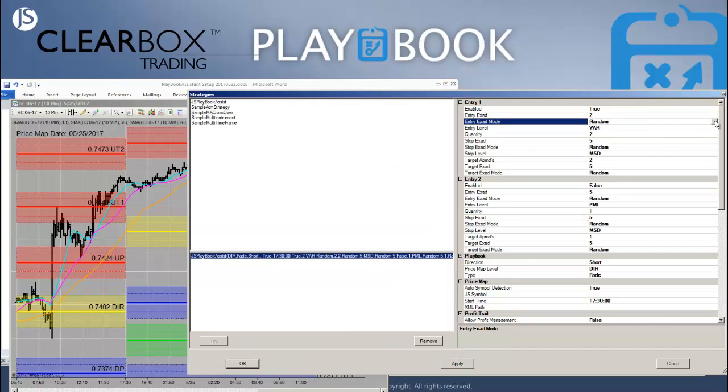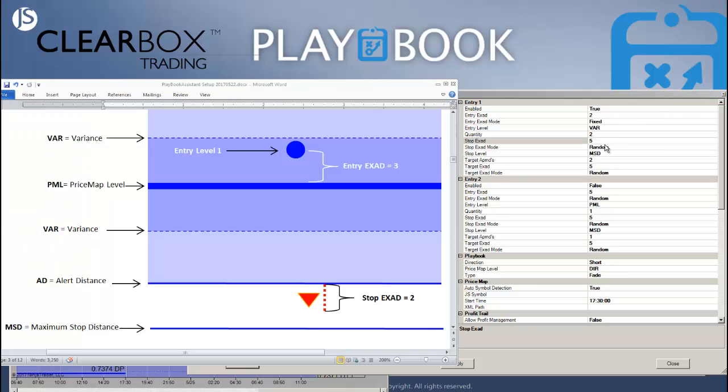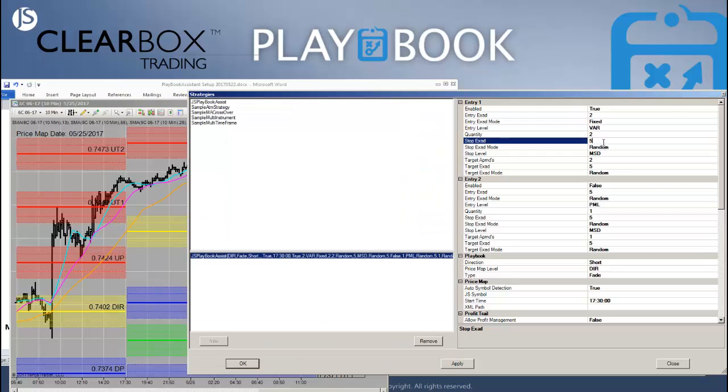We change this to 2 ticks. I'm going to go fixed. I'm going to have it execute off the variance. Do a 2-lot. On my stop, I'm going to tighten this up. So I'm going to use 2 ticks. Make that fixed, and I'm going to go off the alert distance for my stop. I'll go for 2 APMDs. I'll use a 5-tick EXAD, and I'll keep that random.